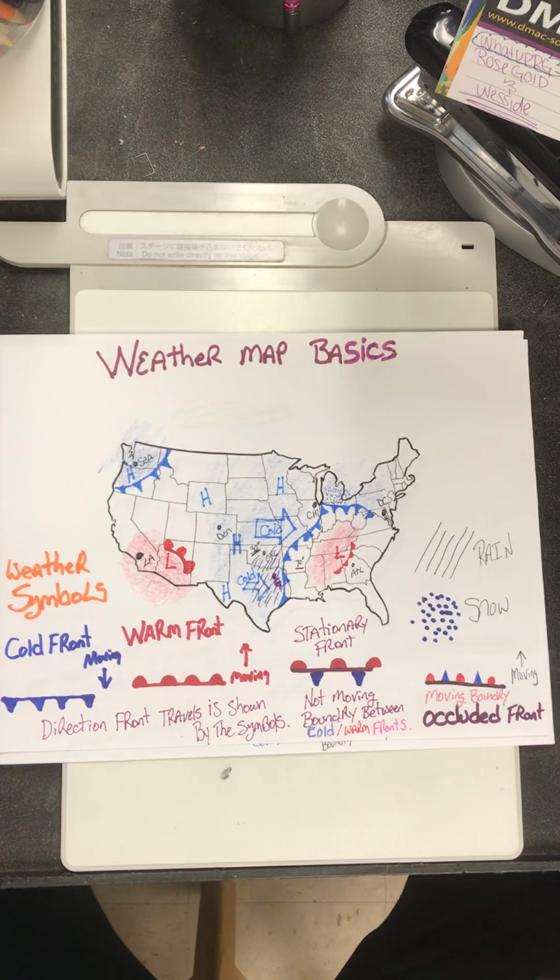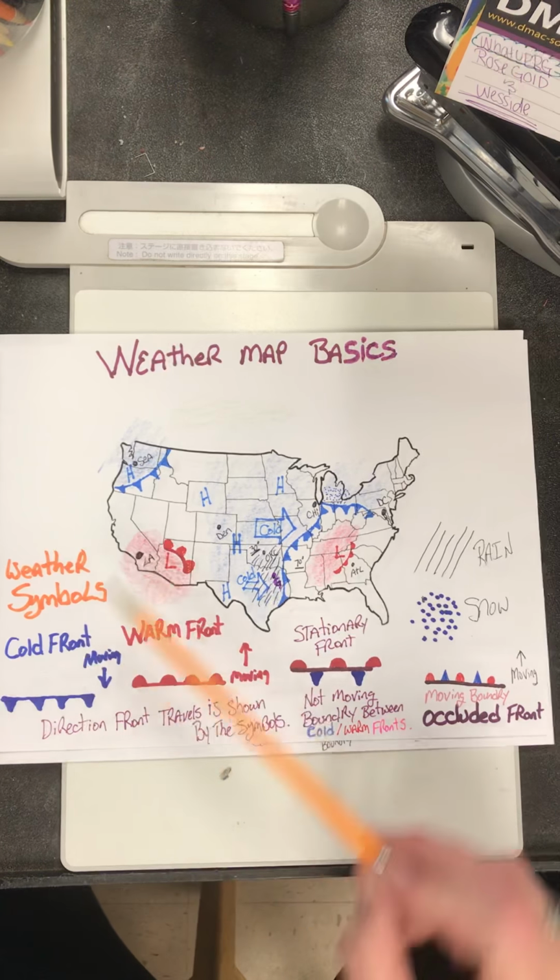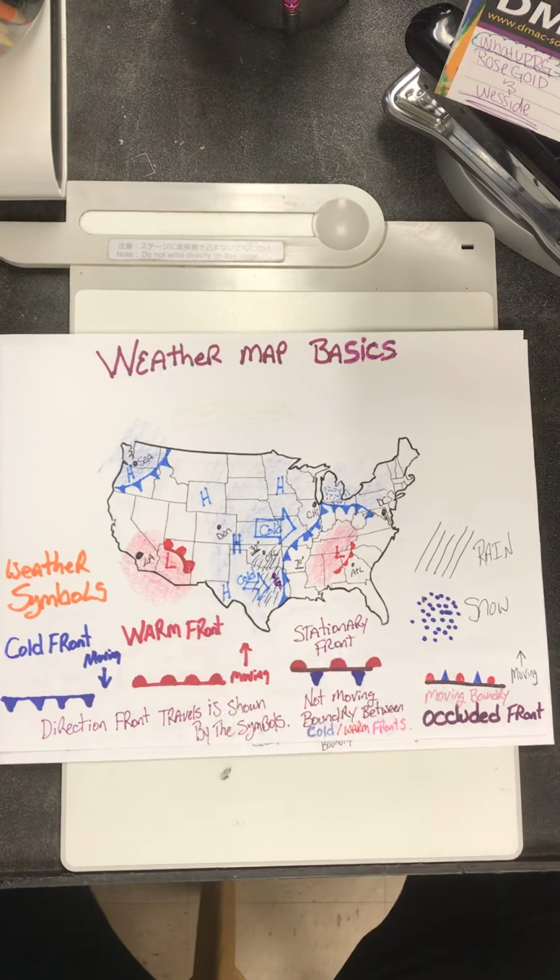And really, you've got rain, snow, occluded front, stationary front, warm front, cold front. Looking at what cities are going to do what, and where this front is going to move to, if you can talk about all those kinds of things, then you're good to go.